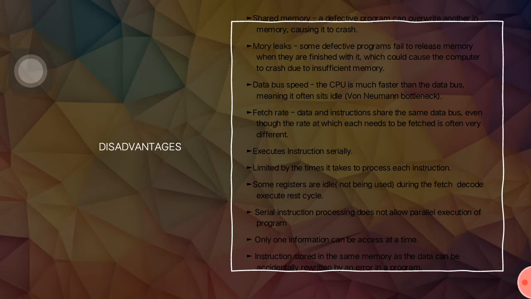Some registers are still not being used during the fetch, decode, execute, rest cycle. Serial instruction processing does not allow parallel execution of a program. Only one piece of information can be accessed at a time. And the last one, instructions stored in the same memory as the data can be accidentally rewritten by an error in a program.